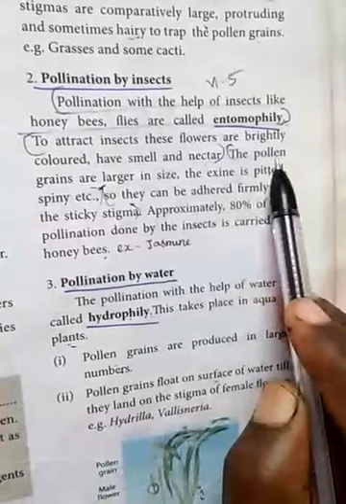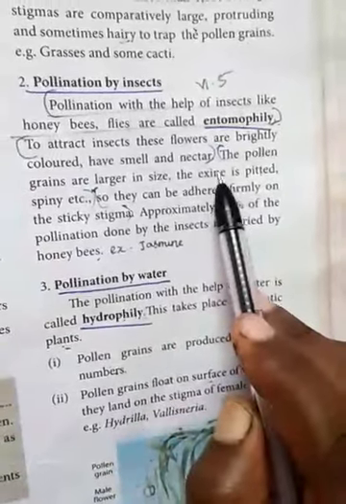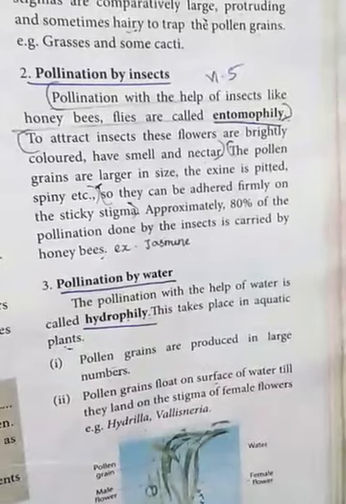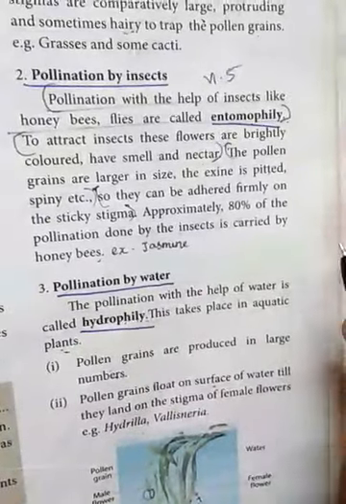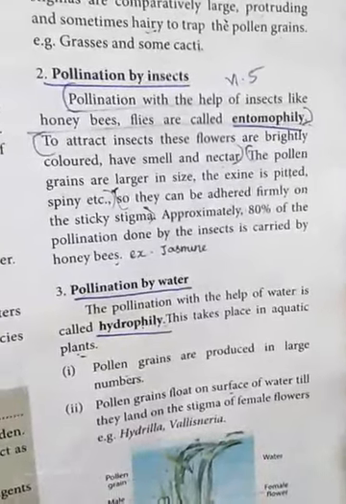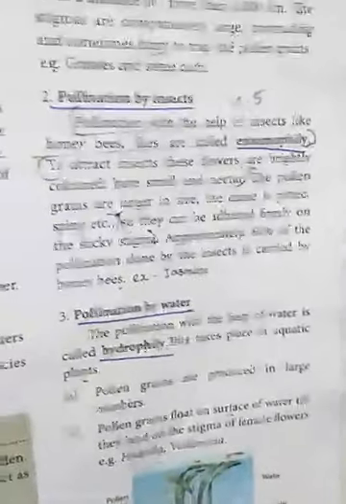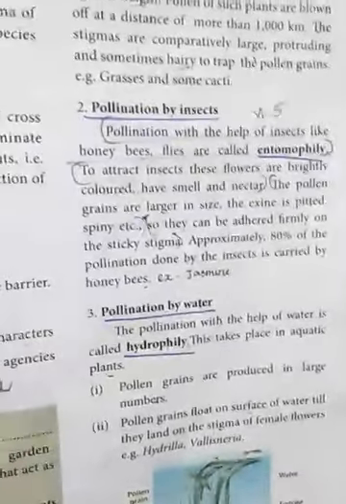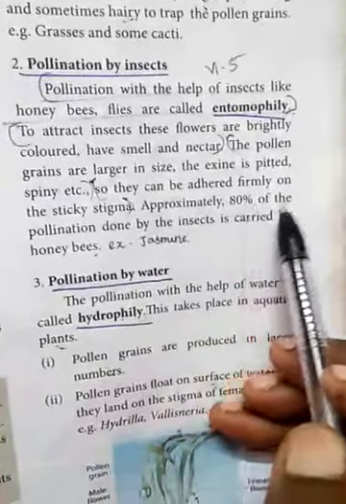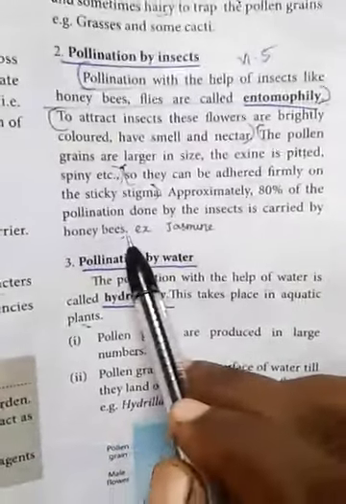So the next feature seen here is that the pollen grains should be larger in size. Next, exine. Exine, as we know, is the outer surface of the pollen grain. The outer surface of the pollen grain should be rough. They should have some spine-like outgrowths. Some pits should be present there. Then only they can fix on the surface of the insect. Even they can fix over the surface of the stigma. Approximately 80% of the pollination done by the insects is carried out by the honeybees.